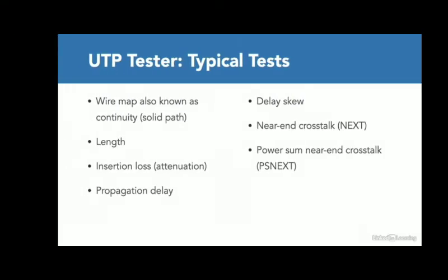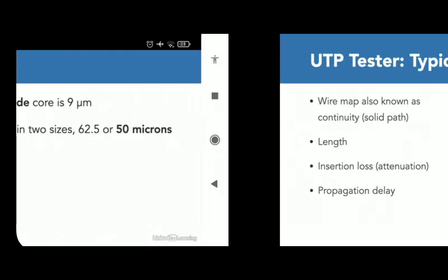UTP tests are typical tests: wire map, also known as continuity, length, insertion loss, propagation delay, delay skew, near end crosstalk. Crosstalk is the kind of attenuation that is made by electrical devices around the connecting wire. Power sum near end crosstalk.